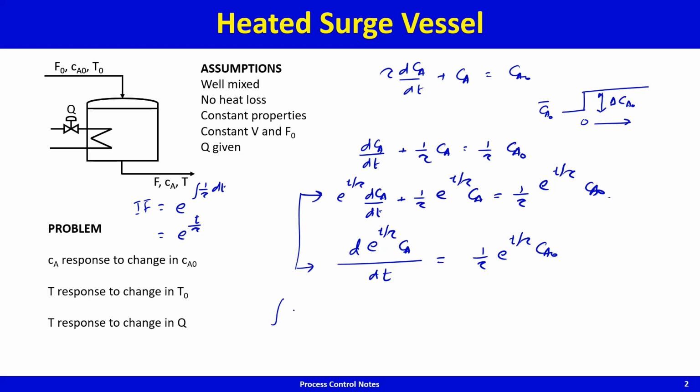integral of the differential of e to the power t by tau Ca is equal to the integral of, and Ca naught by tau is a constant, e to the power t by tau dt. And what this gives is, with a constant of integration, or you can put limits of integration. So I'll just put limits.